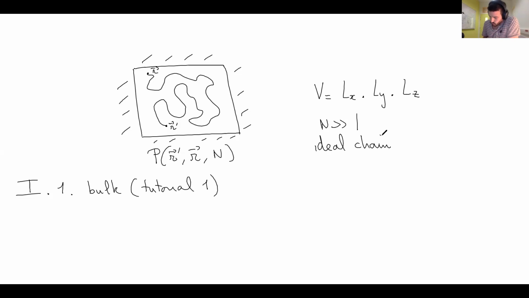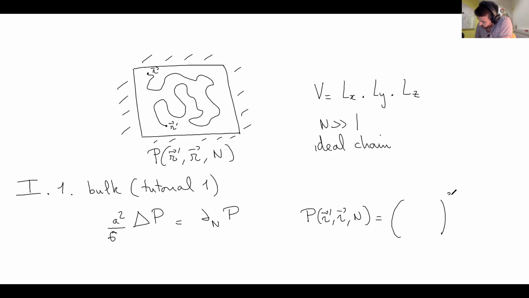So the bulk result was the following. First of all, that probability was satisfying a diffusion equation. Okay, so we had the Laplacian of the probability with a diffusion coefficient, which was related to the size a of one monomer squared, equal to the derivative with respect to the total number of monomers. So it was a diffusion equation for which the solution was obtained, and in 3D, this had the following form.